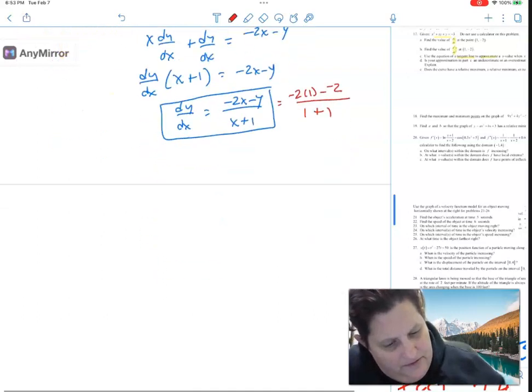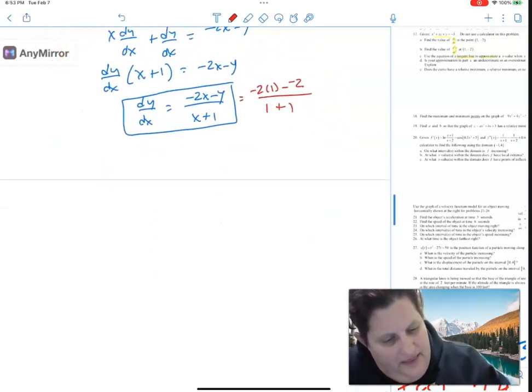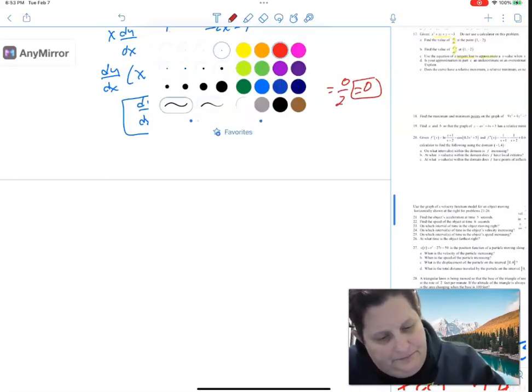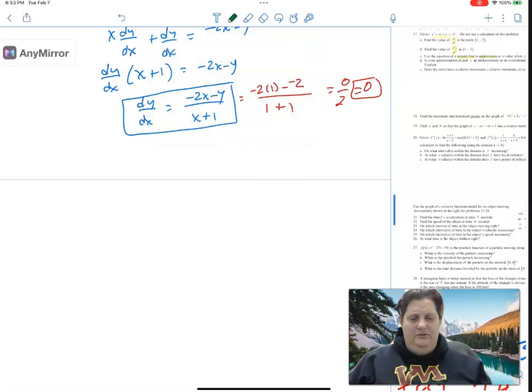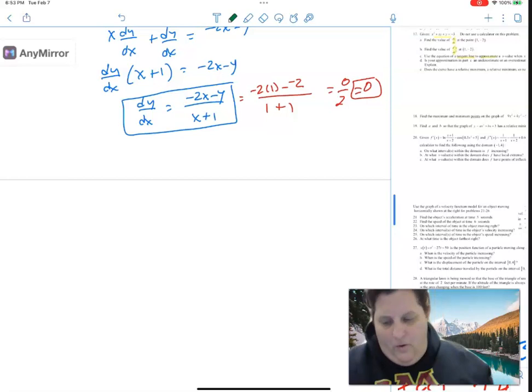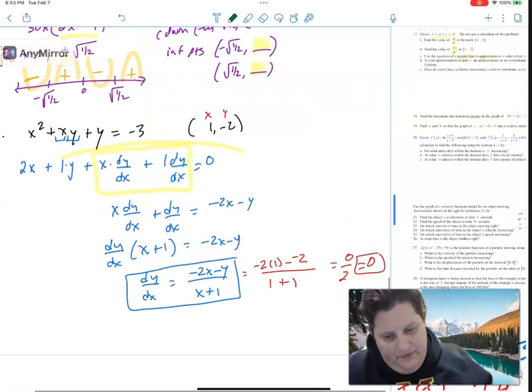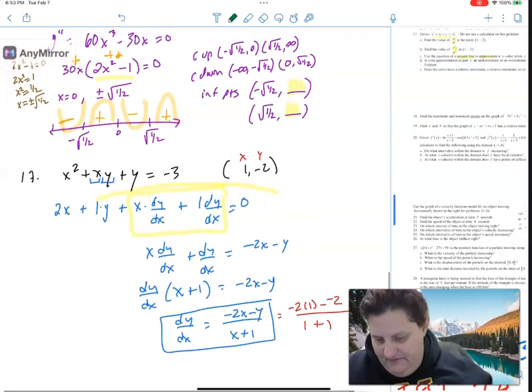X was 1, y was negative 2. Okay, I get negative 2 minus negative 2, so I get 0 over 2, which is 0. All right? Okay, now I'm going to do my second derivative. Let's see if I still have these answers open. I do. Just want to make sure I don't make a mistake before I move on.